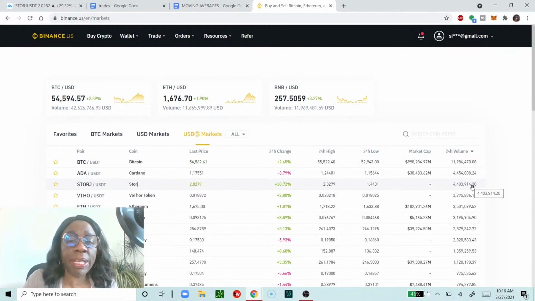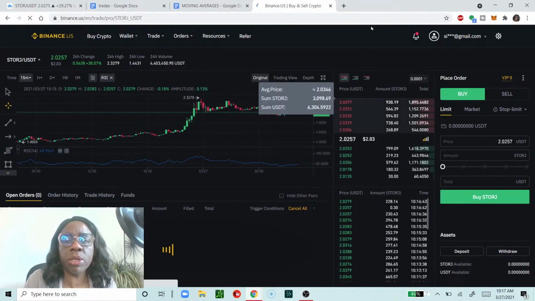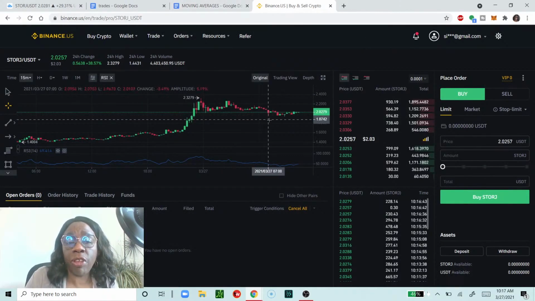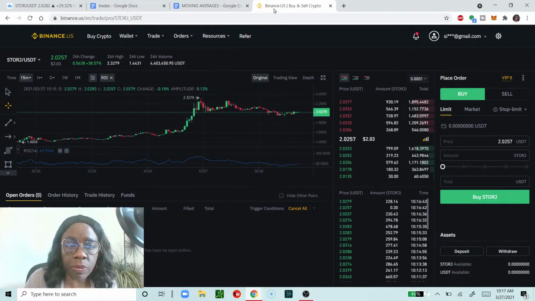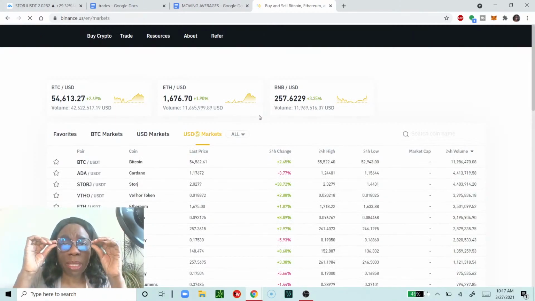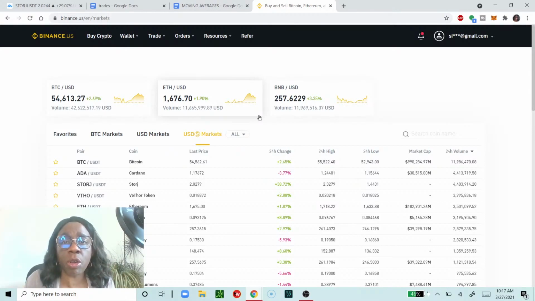Basically, that is how you would have been in on this major storage move. Of course, I don't want to trade it, so I'm not going in here. If I want to always be in on the move, whenever a coin pumps is a good time to put that pair, that coin, that stock, that forex currency pair, on your watch list.